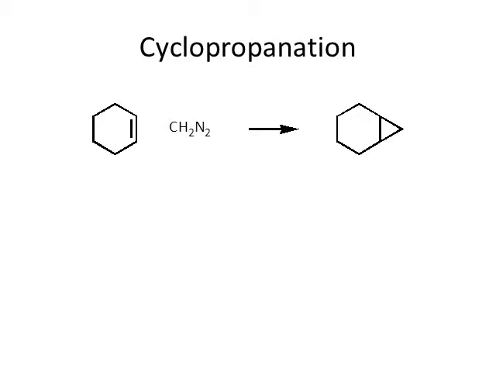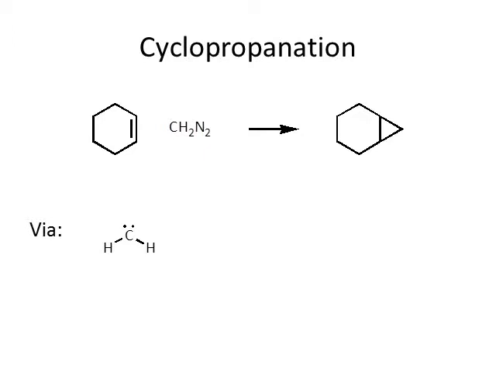If I treat an alkene with diazomethane, we'll talk about what that is in just a moment, I will make a three-membered ring, a cyclopropane. So here's an example. The intermediate that's going to be important in this, the reactive intermediate, is a carbene. A carbene is an odd species. It's highly reactive because this is a reactive intermediate that only has 6 electrons around a carbon. So it doesn't have an octet at all.